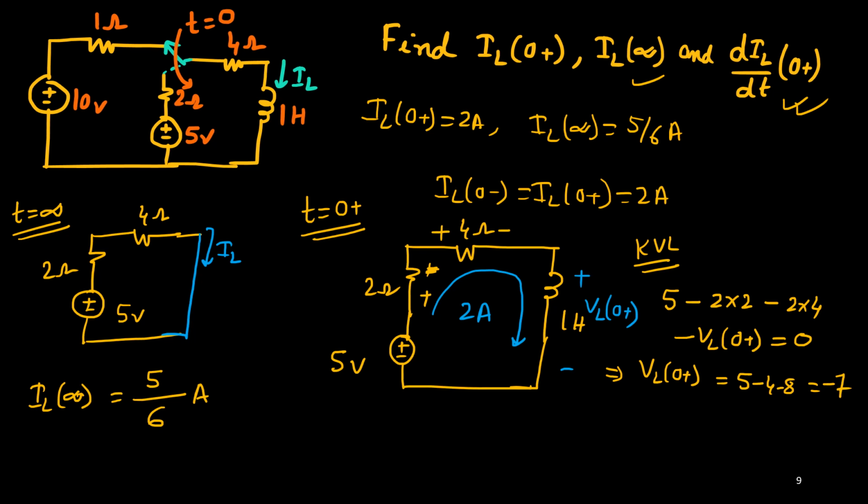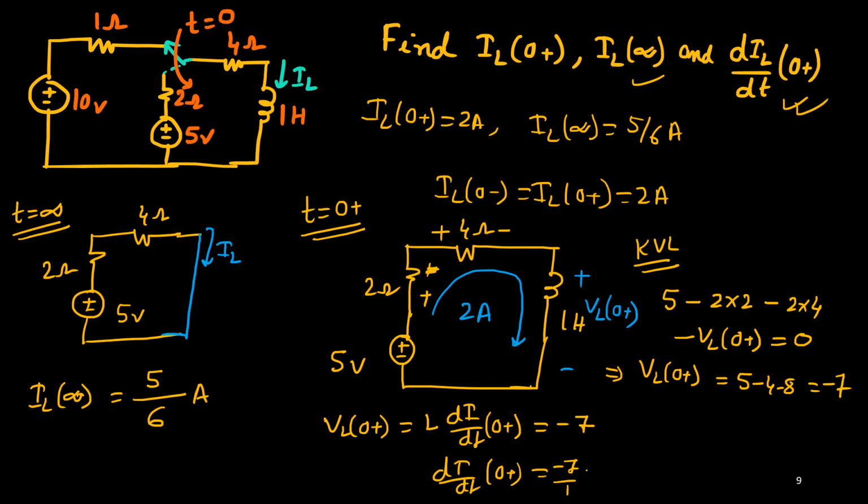Now this VL at 0 plus, I can consider VL is L dIL/dt, L dIL/dt at 0 plus, and that is your minus 7. So dIL/dt, and L is 1 Henry. So dIL/dt at 0 plus will be minus 7 upon 1. So it is minus 7 only. That is ampere per second. So at this rate it is changing.